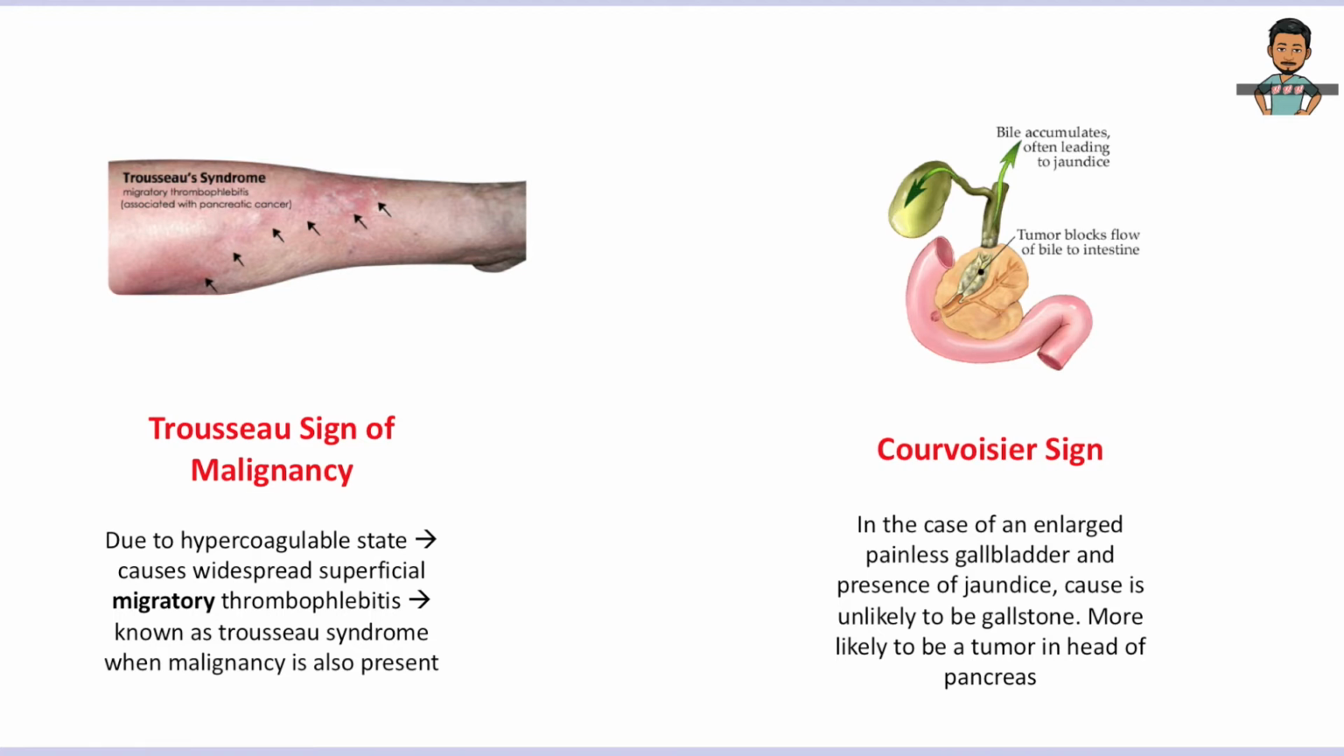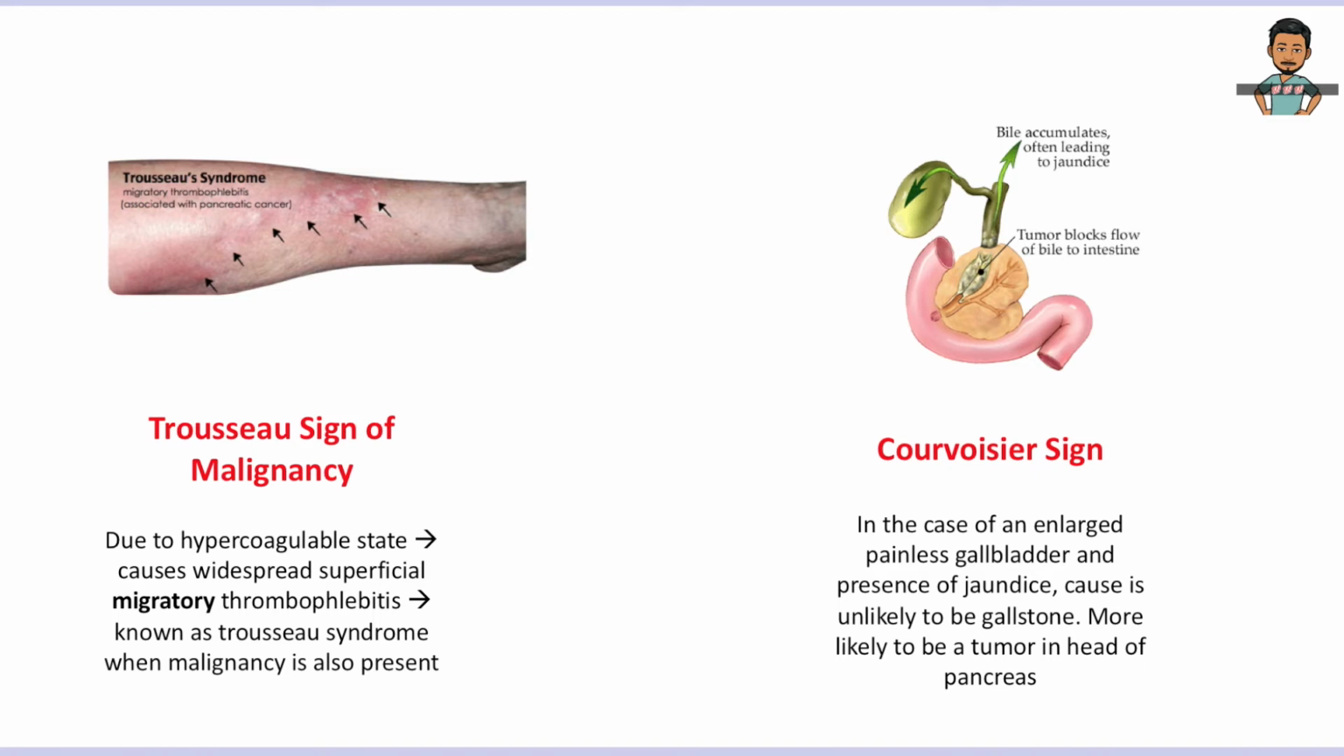So we talk about Trousseau's sign. Trousseau's syndrome is when a malignancy is also present as well. So Trousseau's sign is just the presence of migratory thrombophlebitis, but the syndrome is when it's the sign and a malignancy is present. And it's often the initial presentation of pancreatic cancer, and this is what it looks like over here.